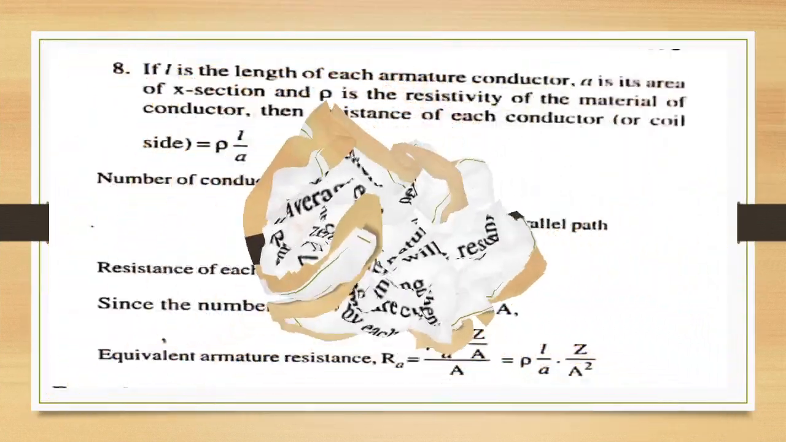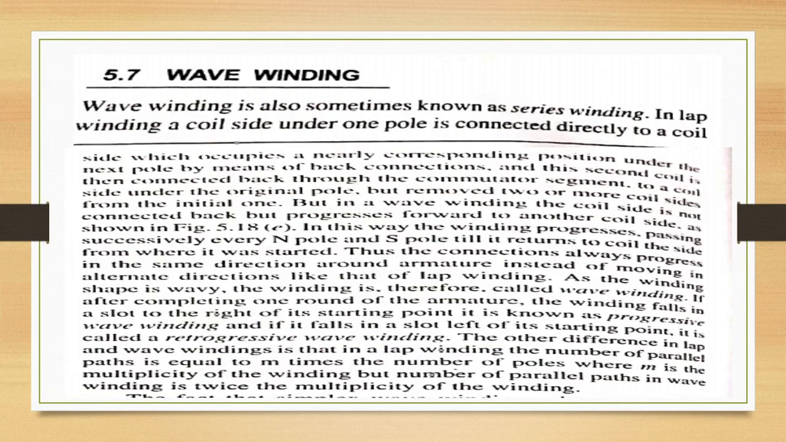Characteristics we have seen for lap winding. Okay, wave winding. Wave winding is also sometimes called series winding. In lap winding, a coil side under one pole is connected directly to a coil side which occupies a nearly corresponding position under the next pole by means of back connections.